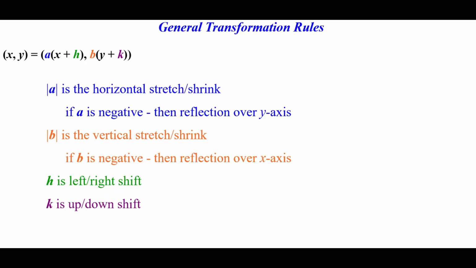So my general transformation rule is going to look like this. (x, y) becomes (a times the quantity x minus h, and b times the quantity y minus k). Again, the absolute value of a is my horizontal stretch or shrink. If a is also negative, then that's a reflection over the y-axis. b is going to be your vertical stretch or shrink. If b is negative, then it's a reflection over the x-axis, or you can think of that as a vertical flip. h is going to be your left to right shift, and k is going to be your up and down shift.